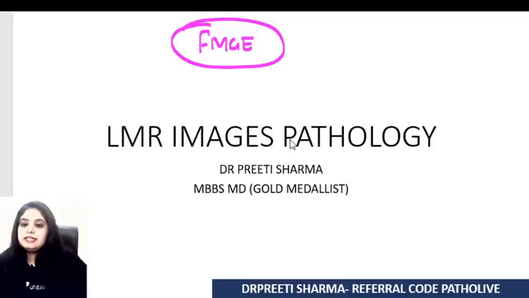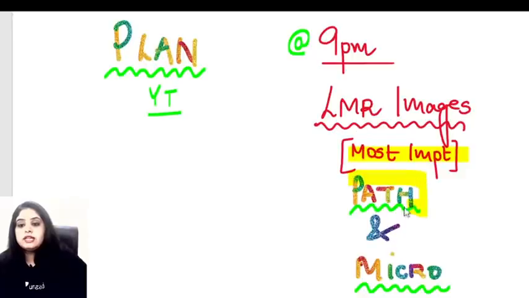These might be slightly lengthy sessions of approximately 60 minutes or over, but the entire plan is that first we should be able to finish all the path images that we get in the paper, including general path, systemic path, hematology, blood banking. Then we'll move on to microbiology and all the images that we could get in that.